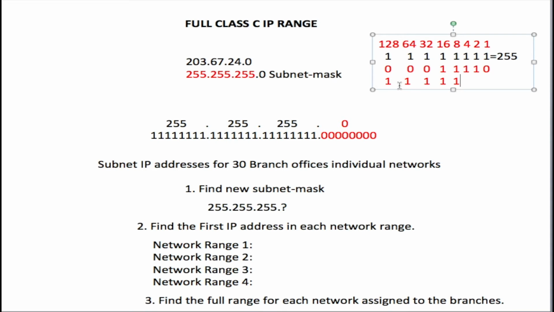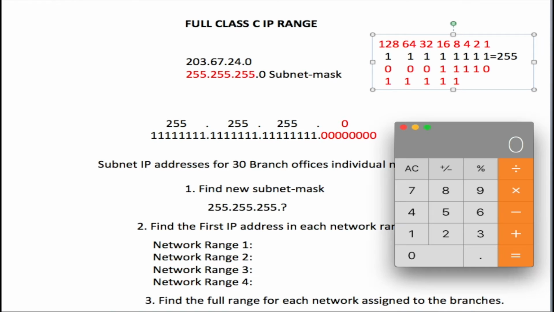So now we have our binary equivalent for the subnet mask. We have to figure out what is the numerical value of this binary number. So I'm going to get my calculator out right now, and we're going to work that out together. So we have 128 plus 64, the second bit is 64, plus 32 plus 16 plus 8, right?